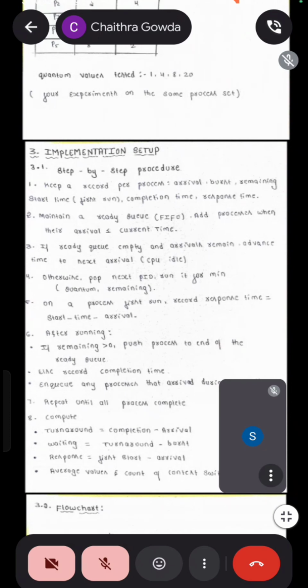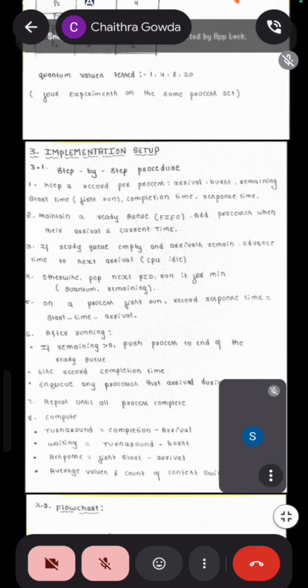Experimental setup, step by step procedure. First, keep a record per process: arrival time, remaining burst time, first run, completion time, response time. Second, maintain a ready queue, first in, first out. Add processes when their arrival is less than or equal to the current time. If the ready queue is empty and processes remain, advance time to the next arrival, CPU idle. Otherwise, pop the next PID and run it for the minimum of quantum and remaining time.